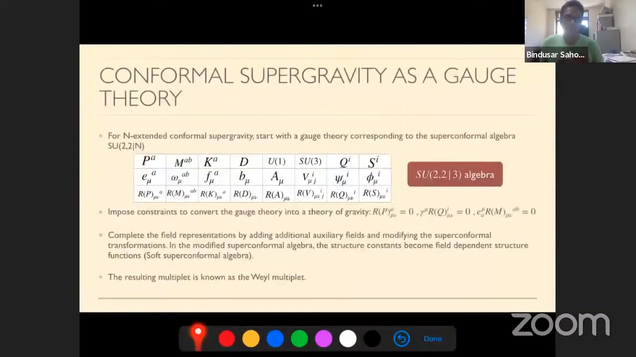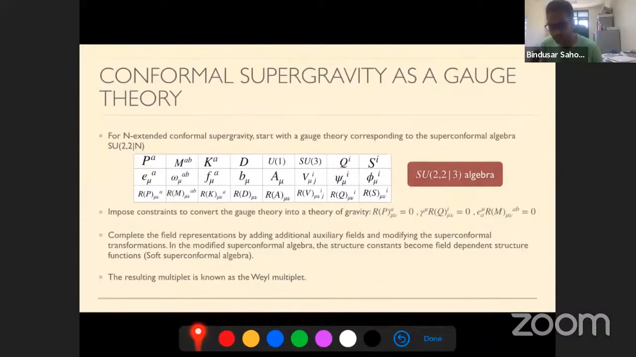So basically, conformal supergravity has this gauge equivalence program. I mean, you can think of conformal supergravity as a gauge theory. So what you do is, if you are interested in an extended conformal supergravity, you start with the gauge theory based on the superconformal algebra, SU(2,2|n). SU(2,2|n) has a number of generators. In particular, if you're interested in n equal to 3, these are the generators of the SU(2,2|3) algebra.